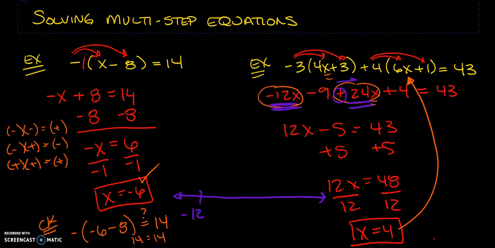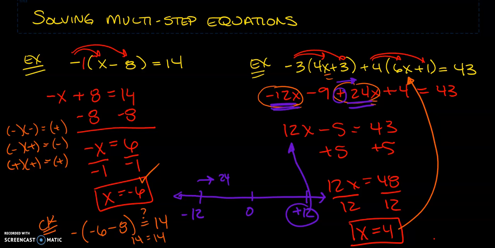So that positive means I'm going to move to the right on my number line. I'm going to go this way. Well, how many places am I going to go? I'm going to go 24 places to the right. So 12 gets me to 0. Another 12 gets me to a positive 12. And that's the positive 12 right there.